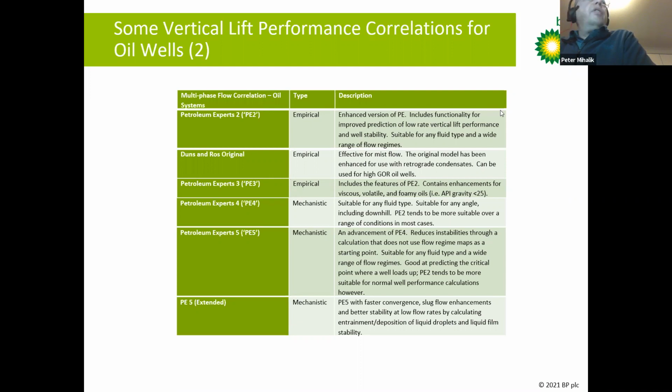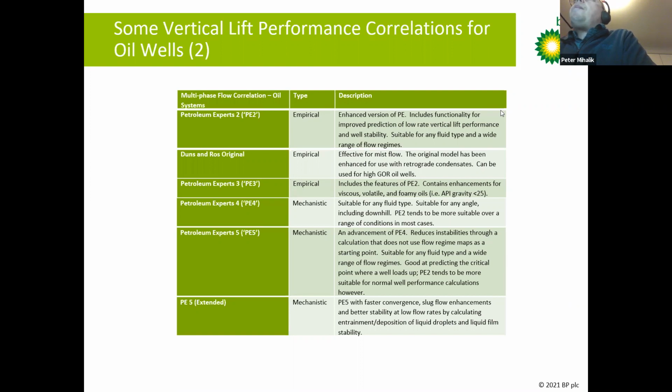It's good for gas, it's good for oil, regular oil systems, good for water. So you can use it for water injectors, you can use it for regular oil wells. Really, really good correlation. The original Duns and Ros correlation is basically effective for mist flow, and it's got some enhancements there for modeling retrograde condensates.